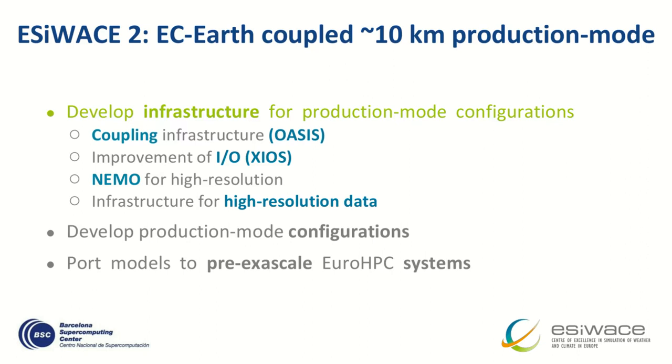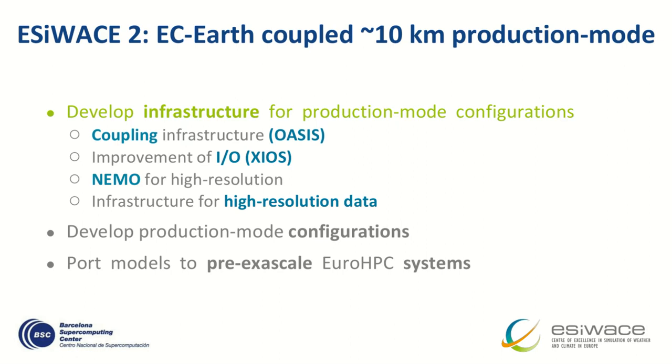So this was the first version of the configuration, and after ESiWACE 1 came the second part of this project, ESiWACE 2. It's a new project, and one of the main targets, or one of the work packages, is to bring the configurations developed by the previous project to production mode. That means to raise the throughput speed and make them run at paces that are enough for production mode, and be able to run these massive configurations at one simulated year per day.